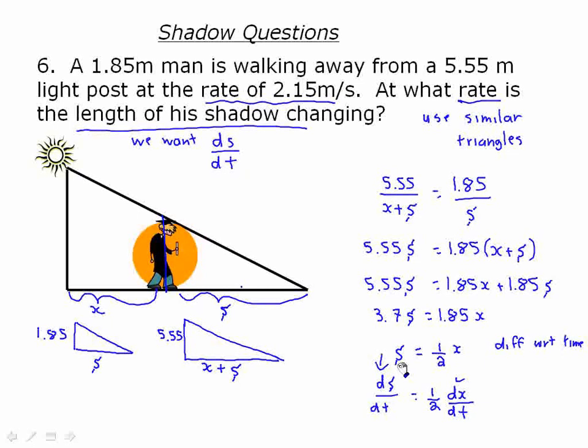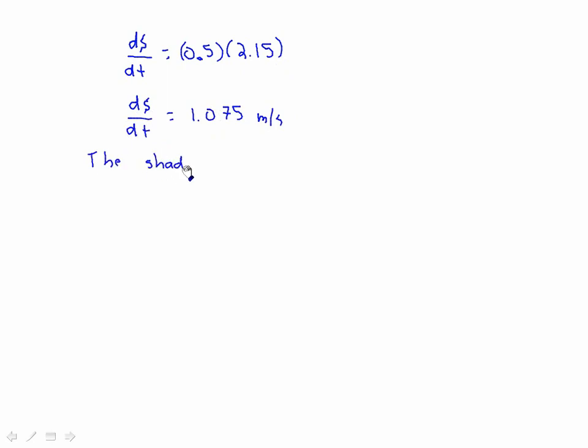So ds/dt is equal to, I'll write that as 0.5 multiplied by 2.15, which was our dx/dt, and we get ds/dt is equal to 1.075. And I guess the units in this case are meters per second. So the shadow is increasing at a rate of 1.075 meters per second.